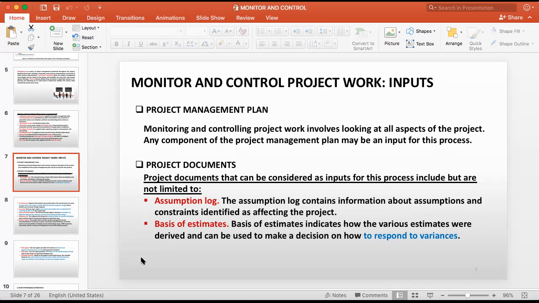Then the project documents. Project documents that can be considered as input for this process include the assumption log. The assumption log contains information about assumptions. You have identified assumptions in many processes, many subsidiary plans, so all these things are coming in. You have documented your assumptions, and the assumption log contains those identified as affecting the project. All these assumptions.